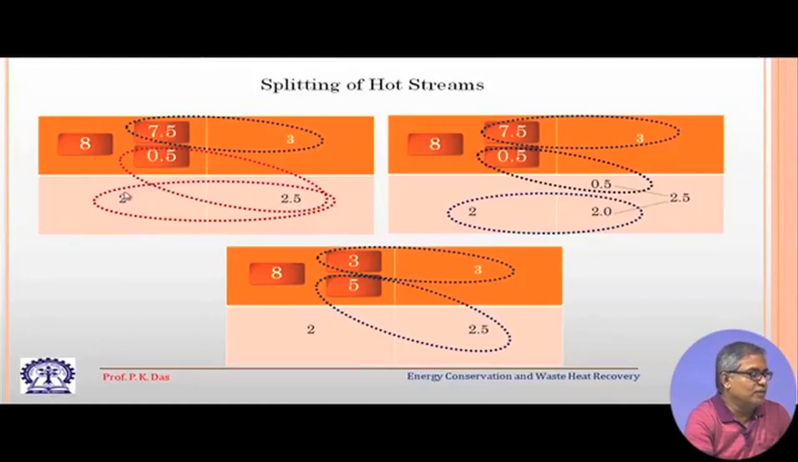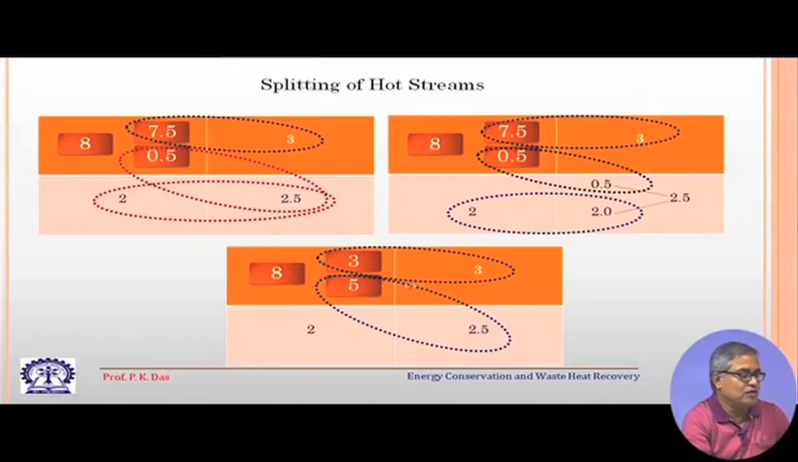Similarly, the hot stream with a CH value of 2 also does not match with 2.5. So, this stream splitting is not very effective. Let us think of another stream splitting, where 8 is divided into 3 and 5. So, 3 is equal to the cold stream CH of 3, so this match is possible, and 5 is larger than the cold stream CH value of 2.5.